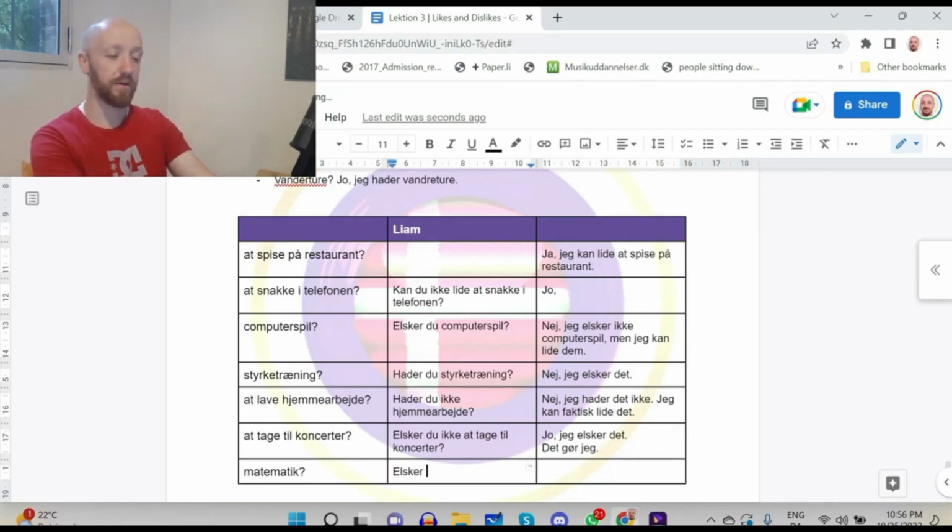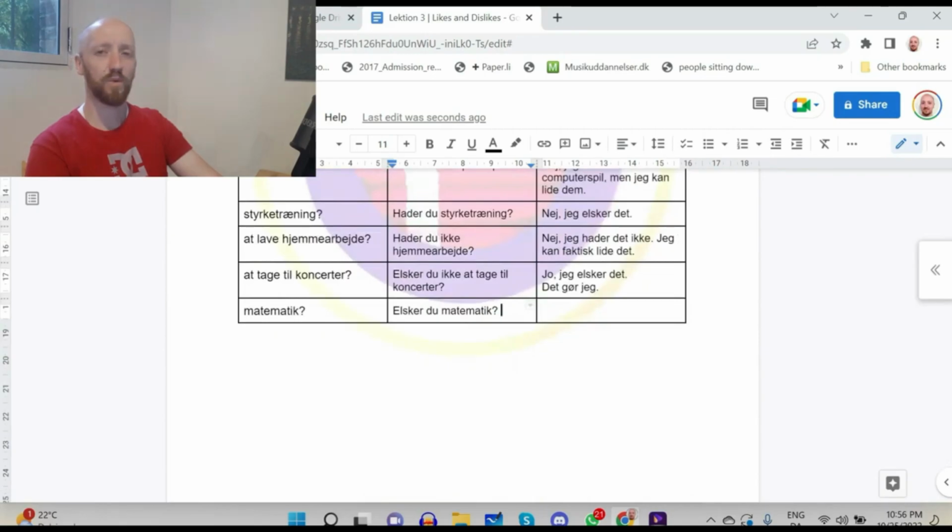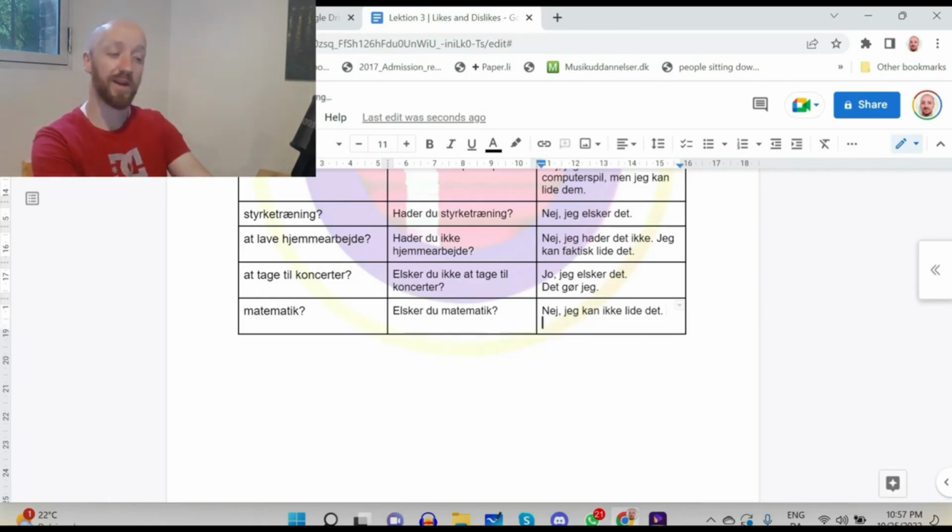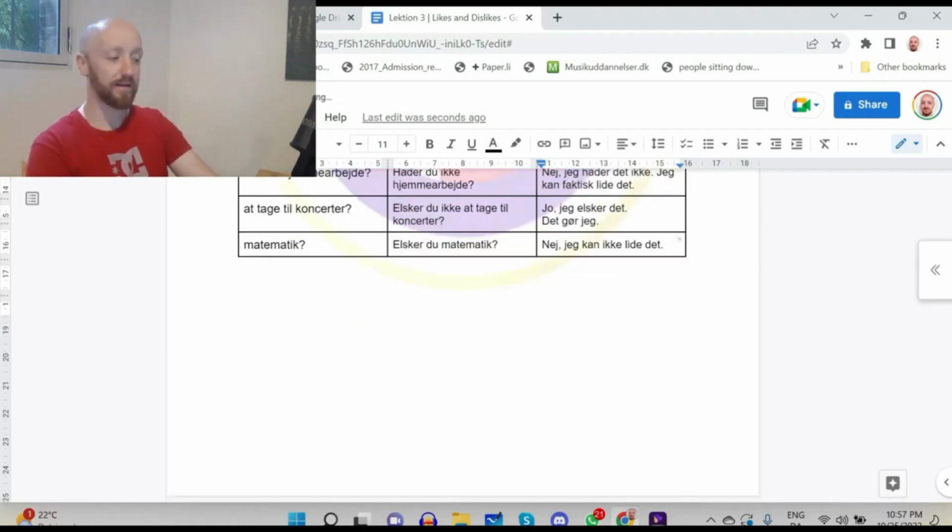Sådan. Sidste eksempel. Elsker du matematik? I'm interested to know if you love mathematics. Let me know. What would you write here? I'm gonna have to say nej. Jeg kan ikke lide matematik. I won't go as far as to say jeg hader matematik, but I'm just not so good at it, so I don't like it so much, but if I practice, I know I could get better. But well, it's one of those things. Jeg kan ikke lide det.